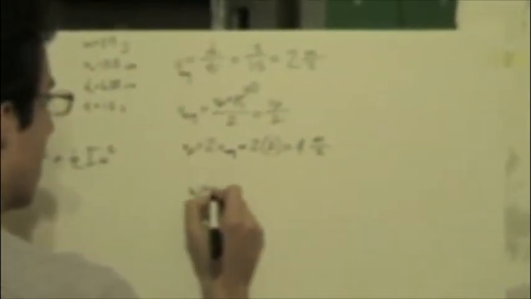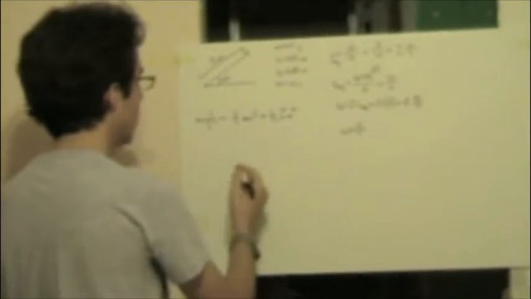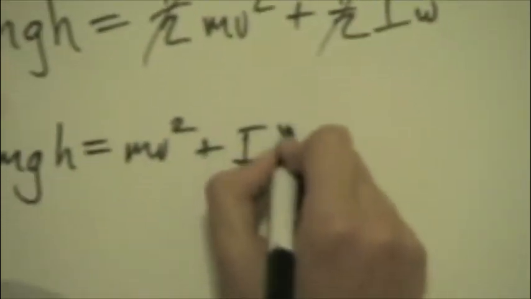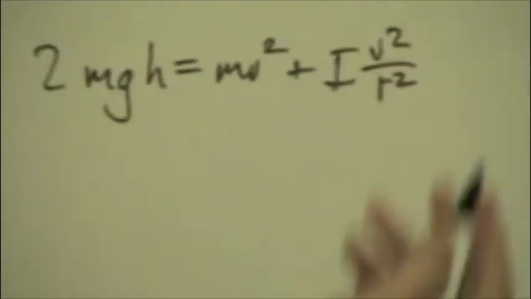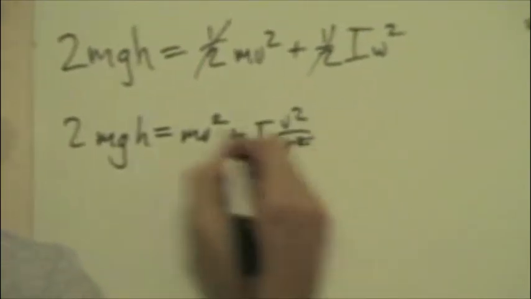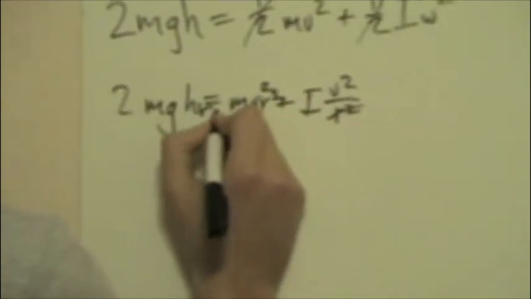We also know something that relates omega to V. We know that omega is V over R, with R being the radius of the cylinder, the radius around which it rotates. So we can rearrange this equation to get I. First of all, we're going to get rid of these 1/2s and put 2 up here. Now we're going to substitute for omega. So 2 mgh is going to be mv squared plus I v squared over r squared. I substituted and squared it. So now I'm going to get rid of this r so I don't have any more fractions. Put an r squared here and r squared over here.